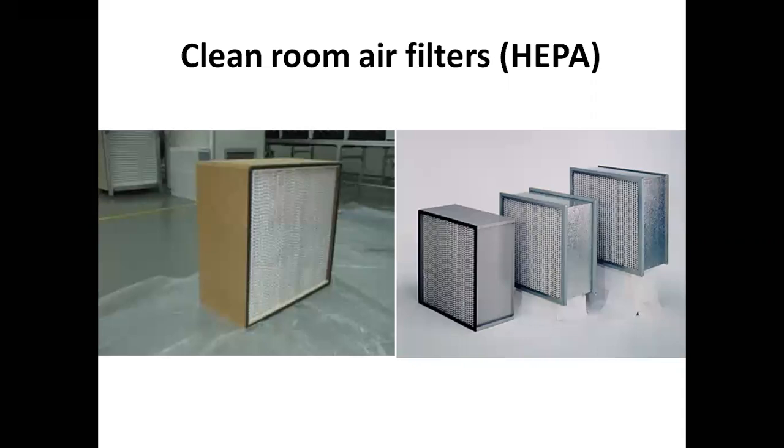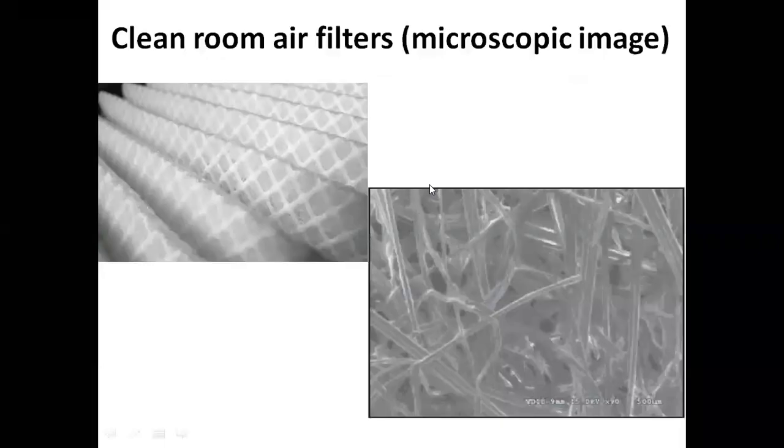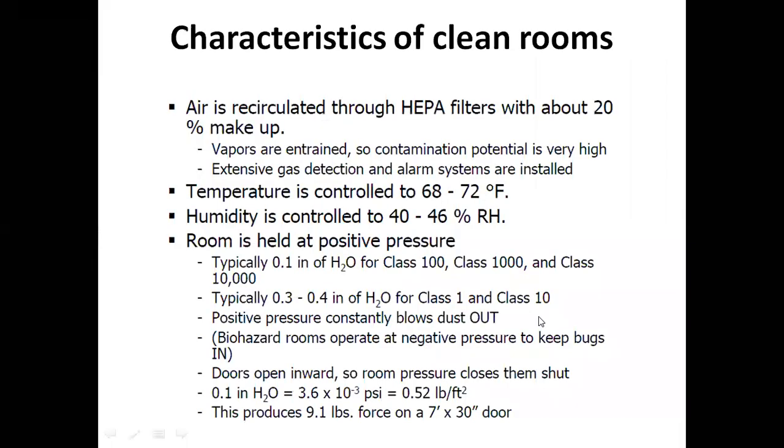These are the images of the actual HEPA filter which has to be installed inside the clean room. These are the images of the air filters, which are made of glass fiber. So you could see the glass fiber in a paper-like medium. This is the microscopic image, 500 micrometers. You could easily see the randomly packed glass fiber, which is used to remove the dust and dirt particles from the air.